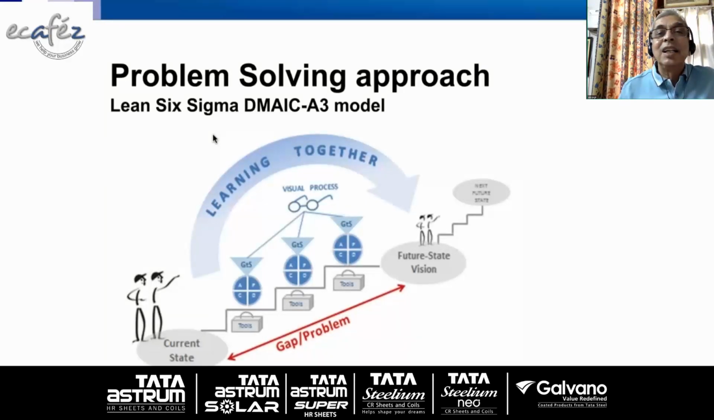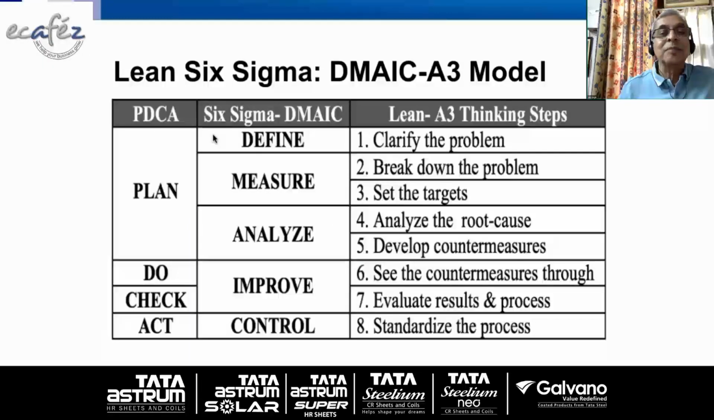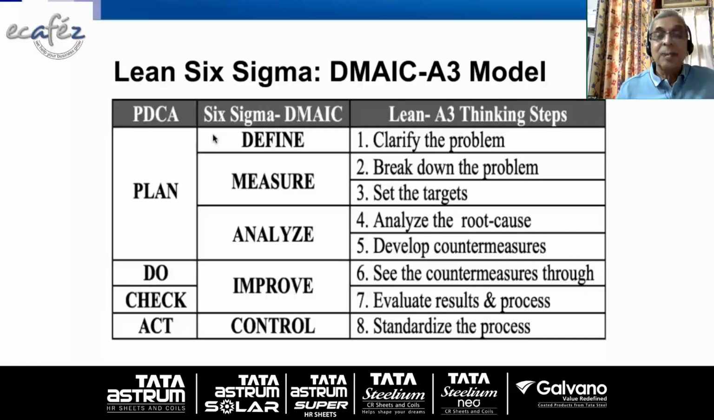Lean Six Sigma, the DMAIC A3 model, is nothing but Plan, Do, Check, Act. All techniques, whatever you are following, are based on PDCA. In Six Sigma, the same PDCA has been made into 5 phases: define, measure, analyze, improve, and control. In Lean, the best company in the world, Toyota, which is recognized globally, is using A3 thinking steps, and the whole world is trying to learn A3.